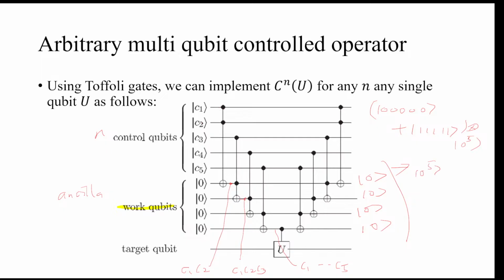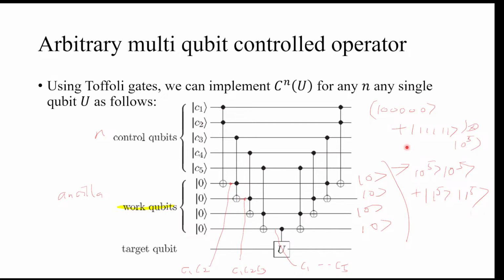0 to the 5 tensor 0 to the 5, because it's all 0, so it stays all 0 here, plus 1 to the 5 tensor also 1 to the 5. Yeah, so 1 to the 5 here, and it will be all 1 here. Okay, and this is the entangled state, and so if you just do nothing and throw away your work qubits, you are basically measuring the work qubits. Then you will randomly get this 0 to the 5 component or this 1 to the 5 component.